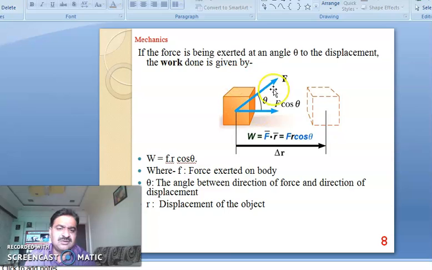If we obtain trigonometric relations, mathematical relations, then we will get work is nothing but F into R into cos theta, where F is the force exerted on the body, theta is the angle between the direction of force and the direction of displacement, and R is the displacement of the object as shown in the figure. In this case, work is given by F R cos theta, and if the displacement is in the same direction as the force, then work is nothing but F into R, that is force into displacement. In that case theta becomes 0 and cos 0 is 1, that's why work is equal to F into R.